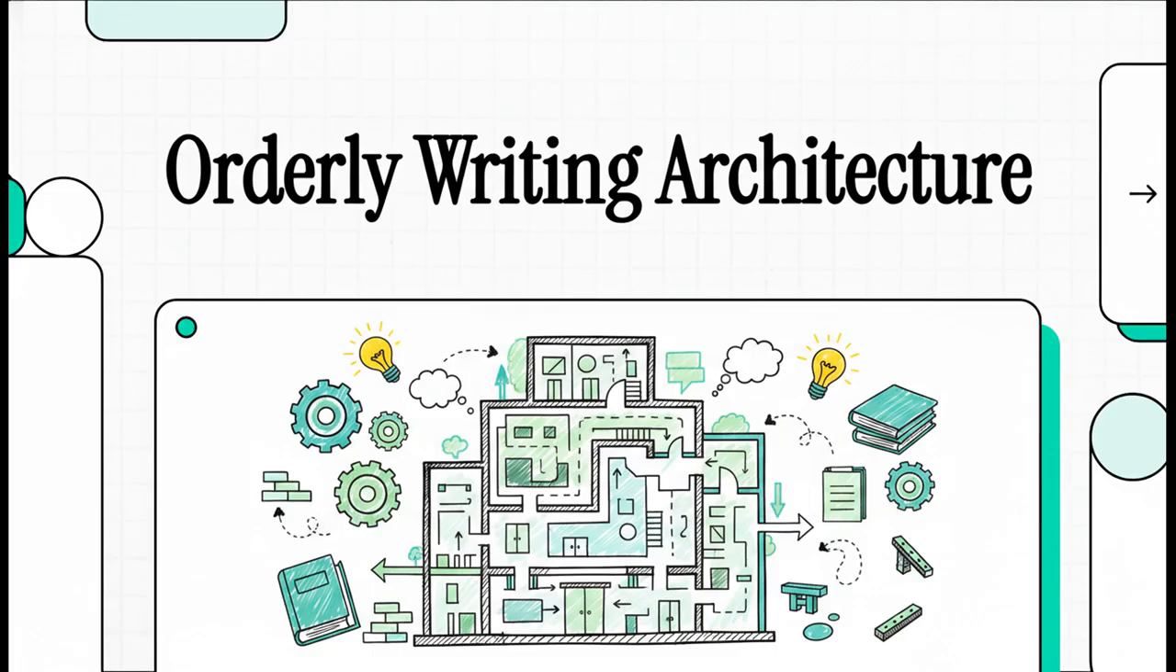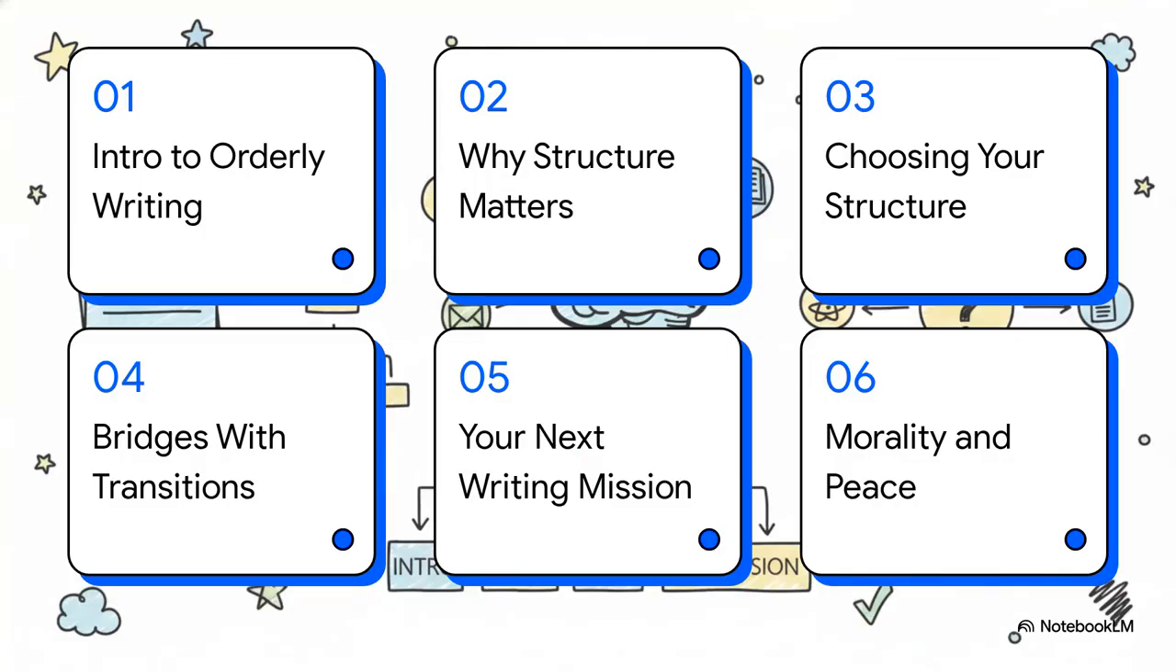Think of yourself as an architect right now, but instead of using bricks and steel, you're building with ideas and sentences. So, here is our roadmap for today's Explainer. We'll kick things off with a quick welcome to orderly writing, dive right into why structure actually matters, and then learn about choosing your specific writing structure. After that, we'll explore building bridges with transitions, go over your next writing mission, and wrap the whole thing up with a look at education, morality, and peace.